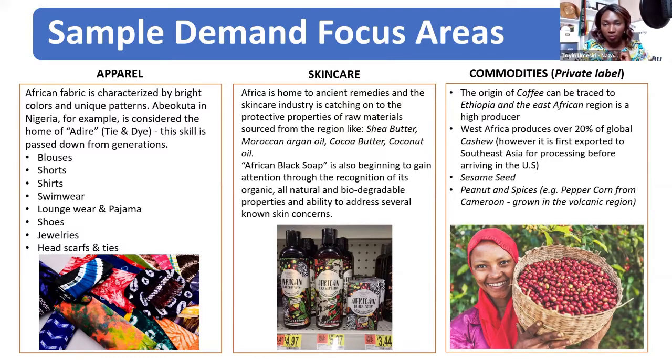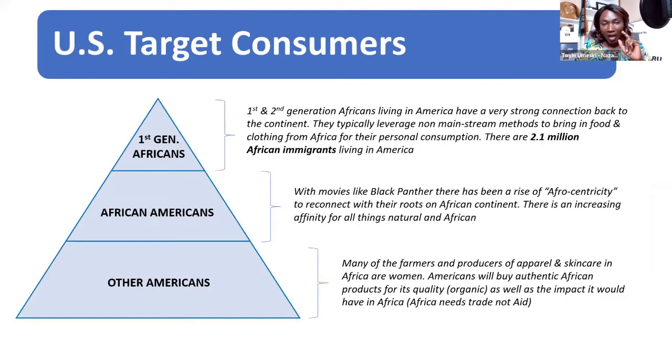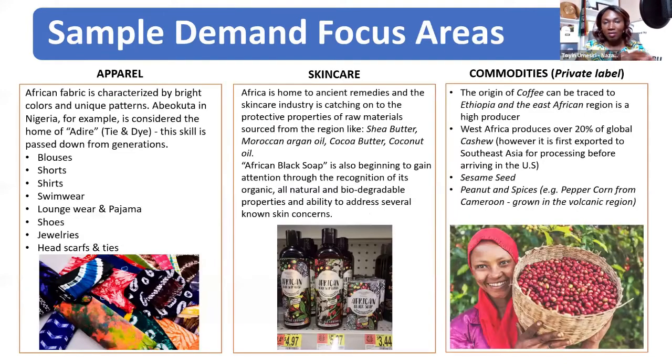When you know the who, you can then start putting price testing. If it's going to be processed, you need to understand that. Are you selling to first gen, second gen? Are you selling to African Americans, or are you going mainstream to the shelf? This is where the work lies.